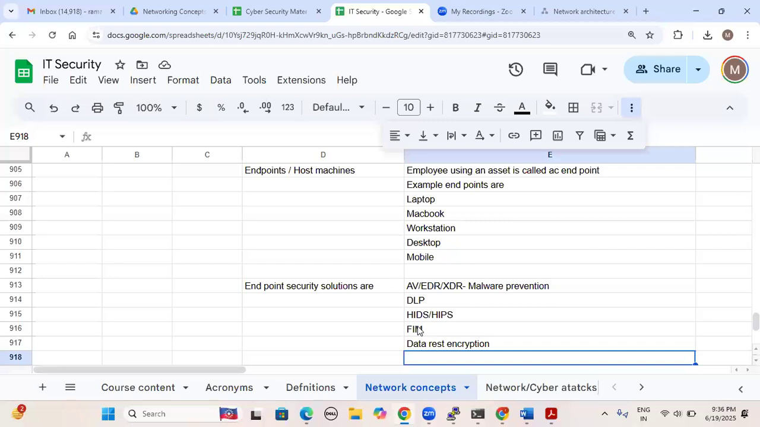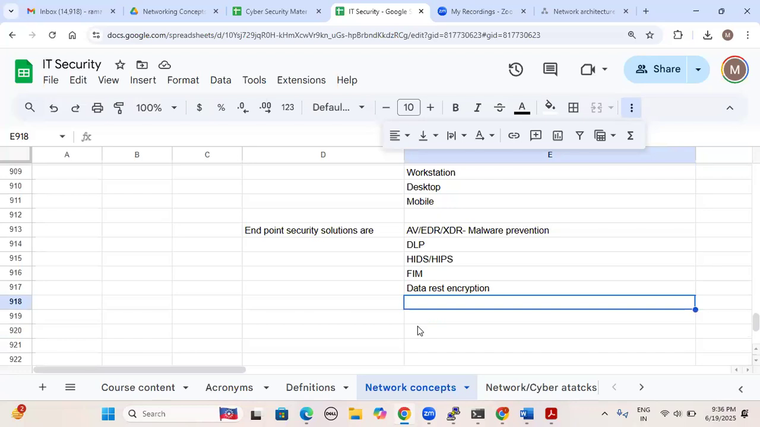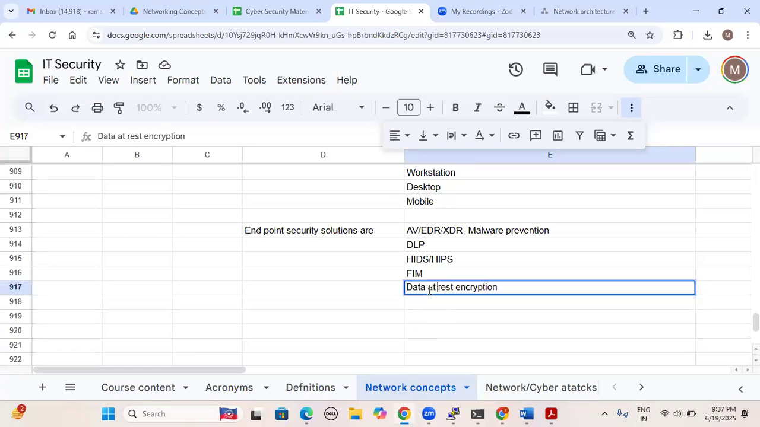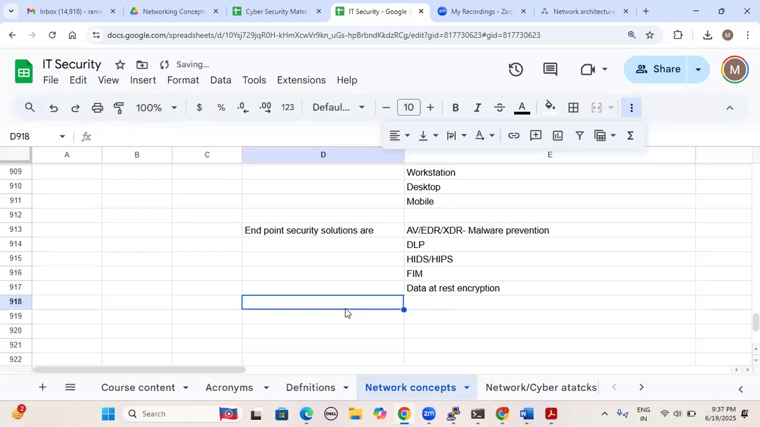Okay, so that is about the data at rest level of encryption. These endpoints we will carry and move here and there, but those servers will not move, right? It's like a static position. So that is called data at rest level of the encryption. So these are all endpoint security solutions.